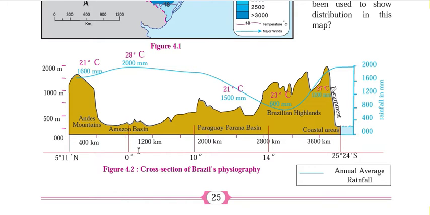Okay, so in this way you can analyze this figure, and by using this figure you can predict the climate also. See, as here great escarpment is there, orographic rainfall occurs because of this great escarpment. So you will find here hot and humid climate in coastal region. Okay, as you move here you will find dry and hot climate on Brazilian highland.